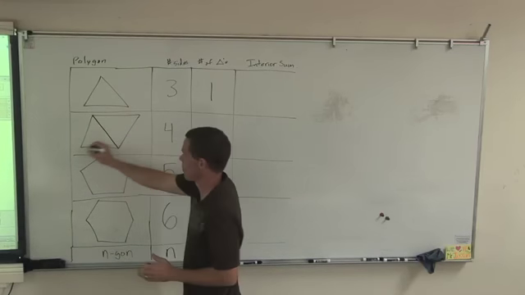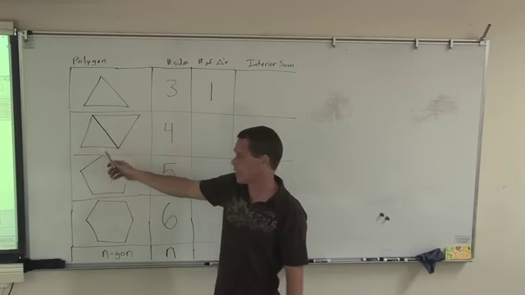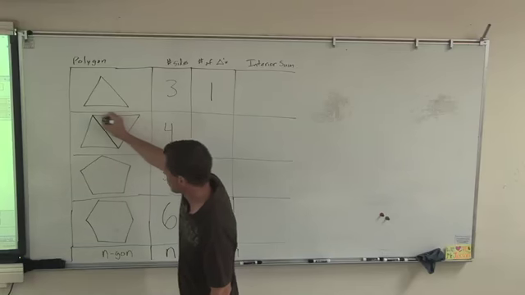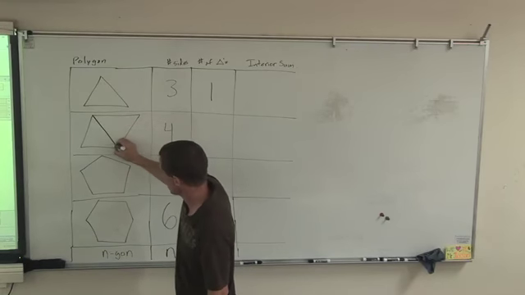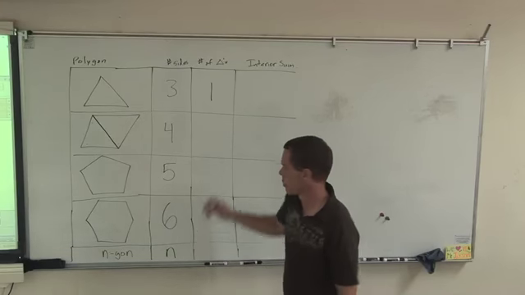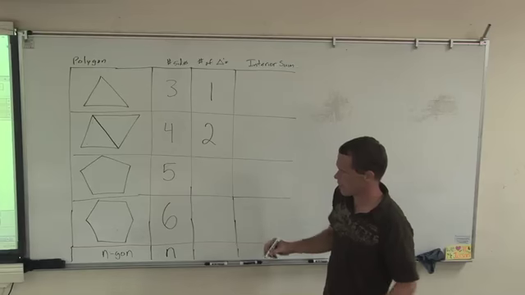Now, there's one more, but I'm not allowed to cross a diagonal. So I think this is it. And notice it creates 2 triangles. If I was to add up the angles of all the triangles, it would be all of the angles inside the shape. So 2 triangles have been formed. Let's try this for the pentagon.